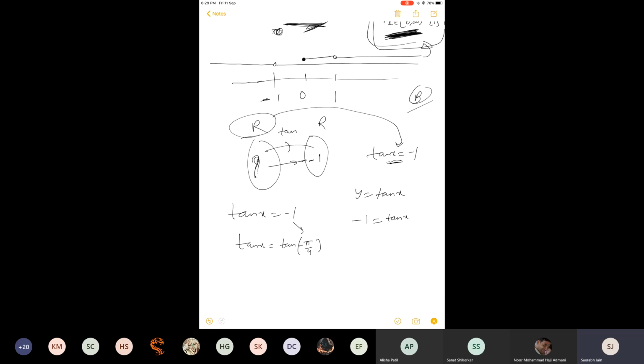Why? Because if tan theta equals tan alpha, theta is n pi minus pi by 4, and that is our answer here. Okay, this is the meaning of pre-image, image, domain, etc. So question number 7.